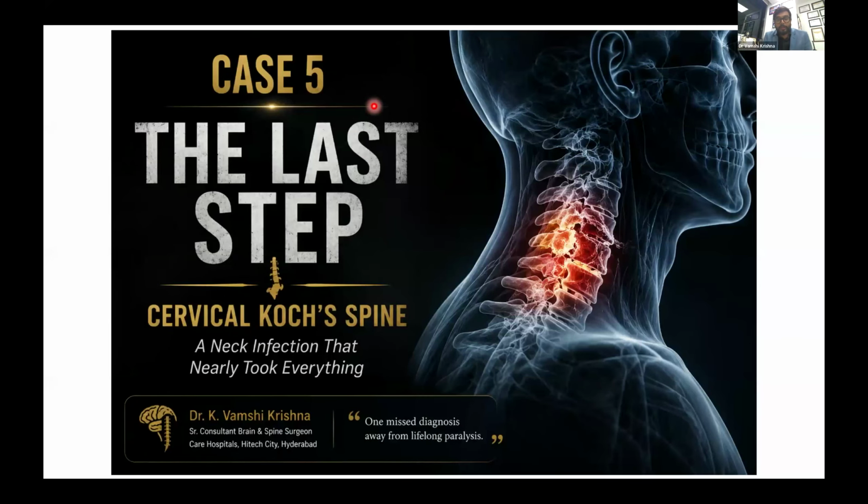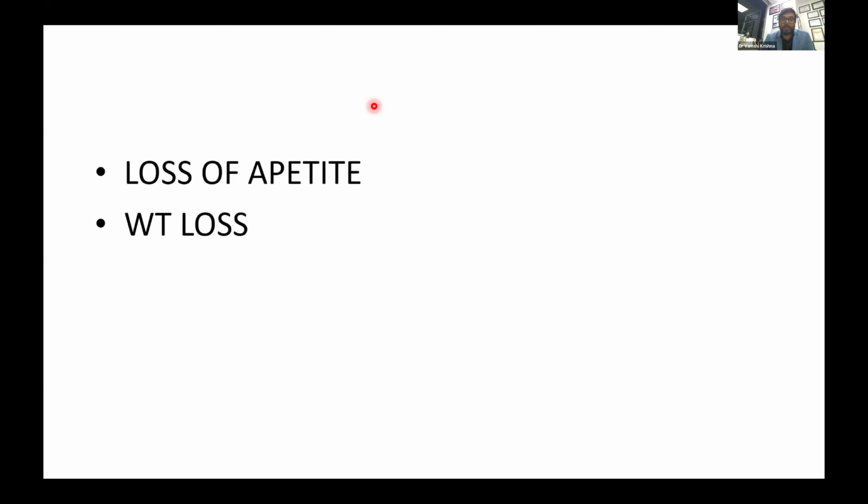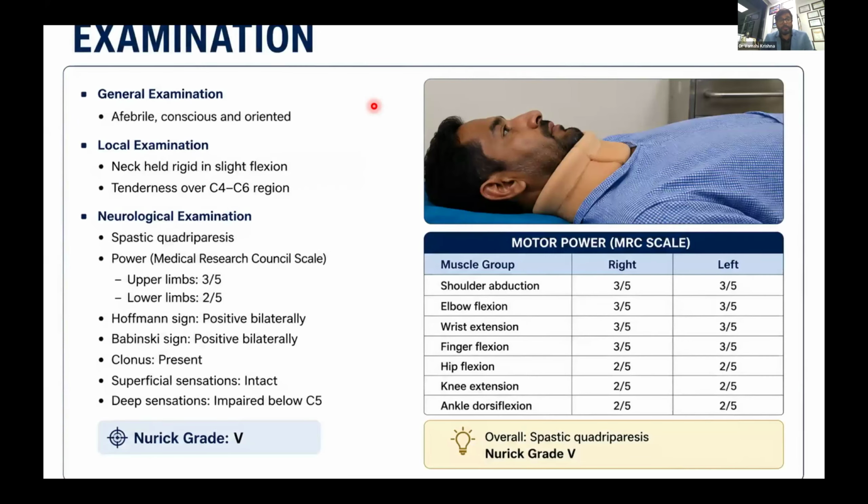This was the last case. I'll not take much of the time. This was a 48-year-old male. He had C5, C6 fixation done 15 years back elsewhere, and suddenly he presented with neck pain since 7 days and right radicular pain. He had loss of appetite and weight loss. On examination, he was febrile, conscious, and oriented, and he had upper limb weakness of 3 by 5 and lower limbs 2 by 5.